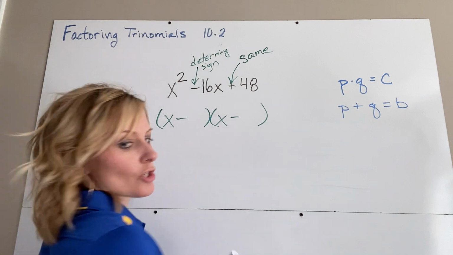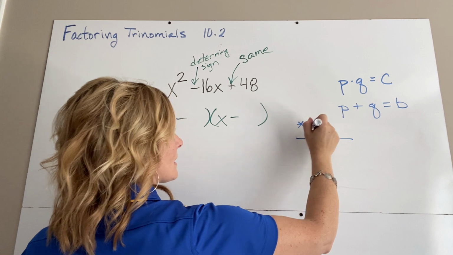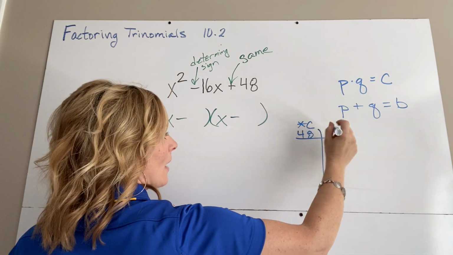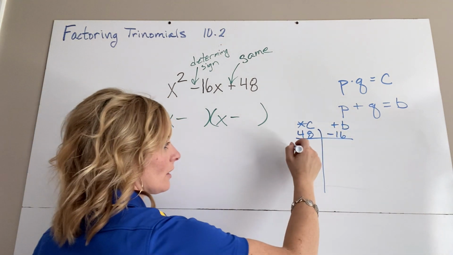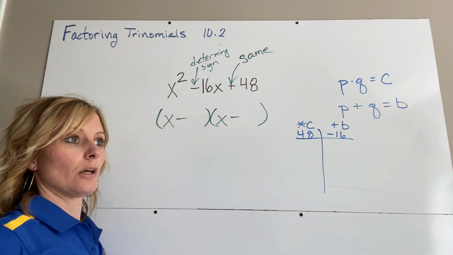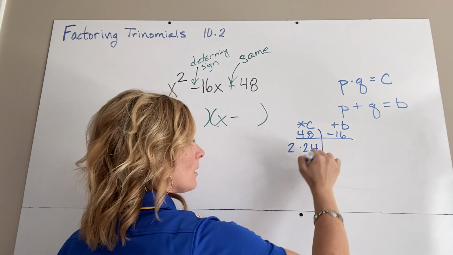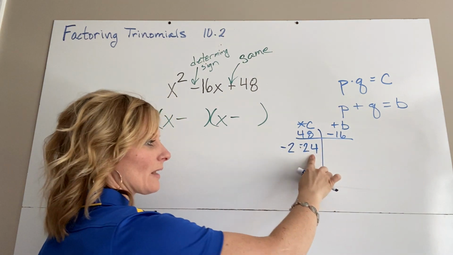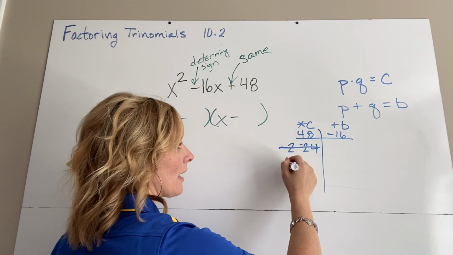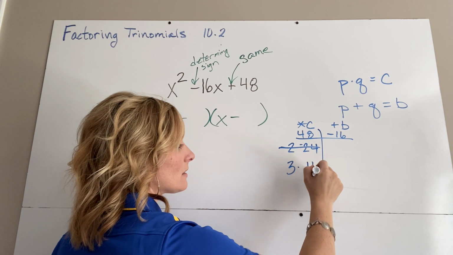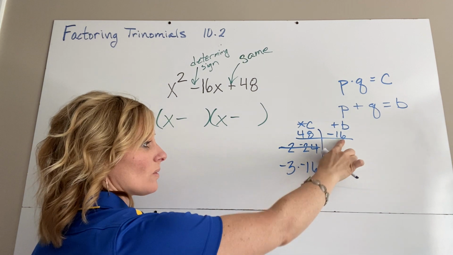So when you go to do your chart, you have what multiplies to give me C, which is 48, and what adds to give me B, which is -16. All right, well, you know 1 and 48 aren't going to get you anywhere near it. 2 and 24, they both have to be negative. -2 and -24, that's not going to work. Okay, what else? 3 and 16. Does that work? Negative, no.